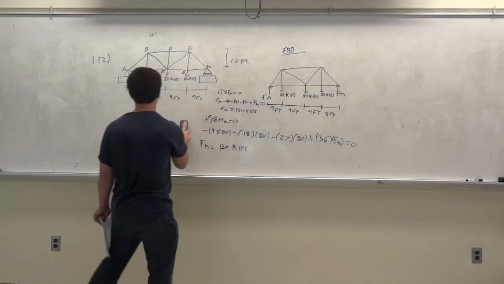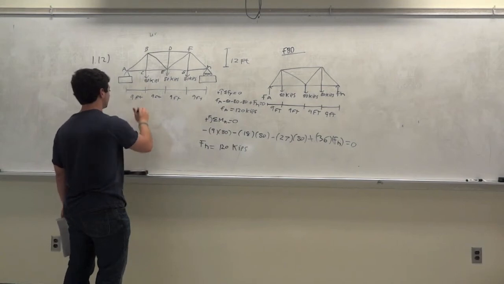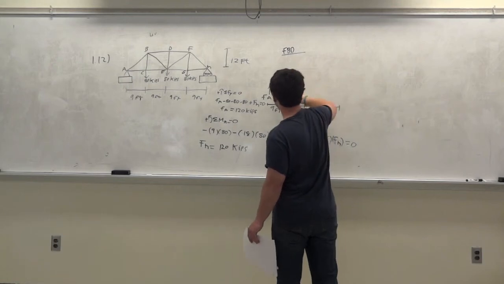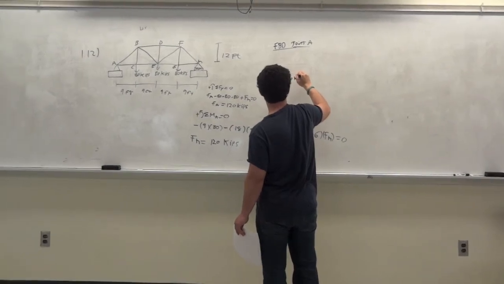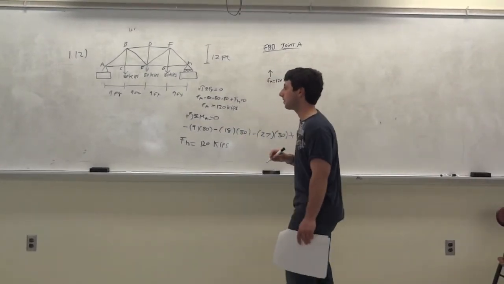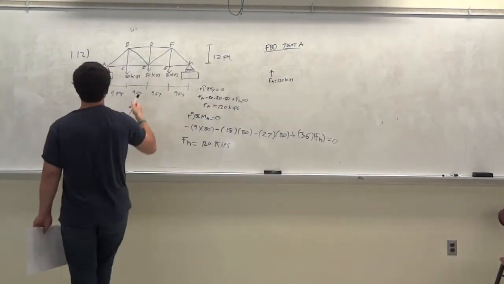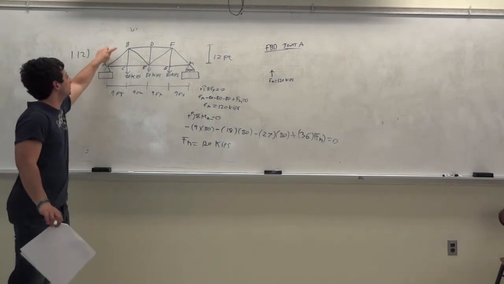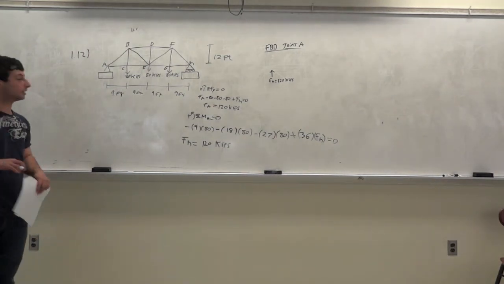Okay, so let me erase this. Let's draw a free body diagram to 120 kips. What else do we have? Now think about this. Before we draw the forces in, think about it. So this truss is being loaded. So what direction do you think member AB is going to be in? It's going to be what? In compression? Yeah, it's going to be in compression.